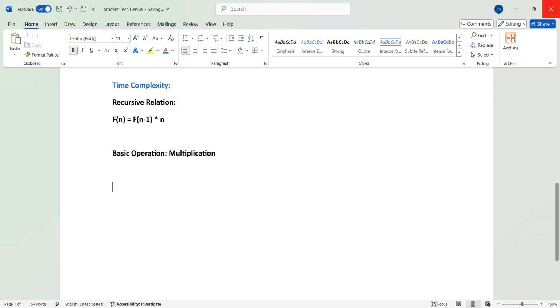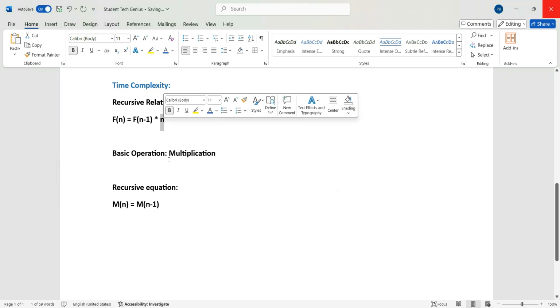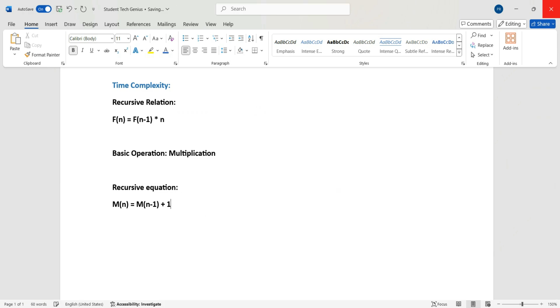After that, we need to write the recursive equation. What will be the recursive equation? The recursive equation is based on the basic operation. We have multiplication, so I will denote it as m of n. What I will write as m of n is m of n minus 1. How many times is the multiplication happening? Here, the multiplication is happening m of n minus 1 times, and this also includes 1 more, so I will write plus 1 because this is also a multiplication.